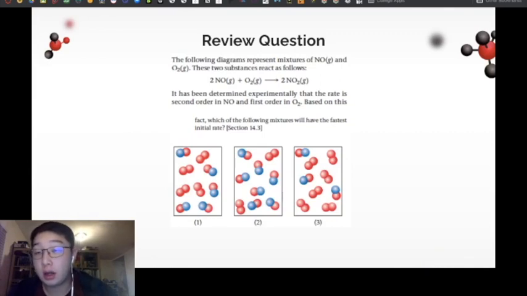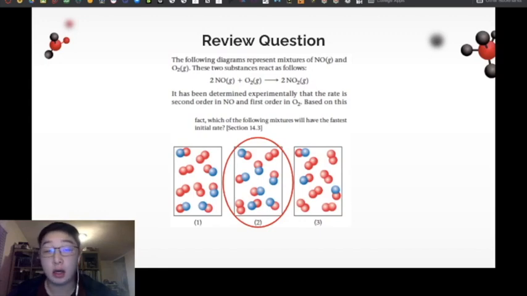The question reads, the following diagram represents mixtures of nitrogen monoxide gas and oxygen gas. These two substances react as follows. It has been determined experimentally that the rate is second order in nitrogen monoxide and first order in oxygen. Based on this fact, which of the following mixtures will have the fastest initial rate? I encourage you to pause the video here and try to figure out the question.